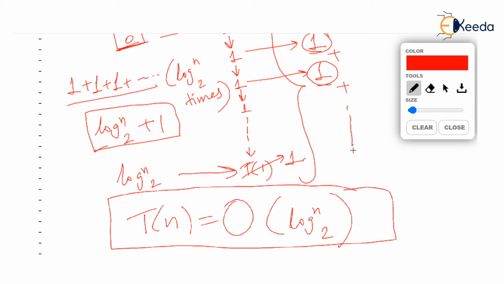We have ignored that one in the polynomial, because you have come across these videos in which we saw that if we get a polynomial, we will just take the highest term in the polynomial and we will ignore all the lower terms and even the multiplicative factors.